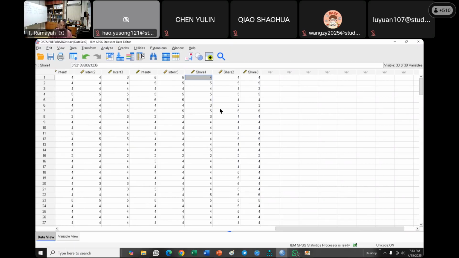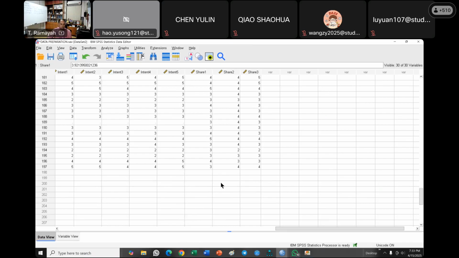This you need to check also. For the data that you are given for your assignment, you need to check the total number of cases that you have. Here we have 197 cases. You need to know if the missing is more than 5%, then you need to do replacement. Less than 5%, you don't have to do replacement. That's how you decide on missing value replacement.